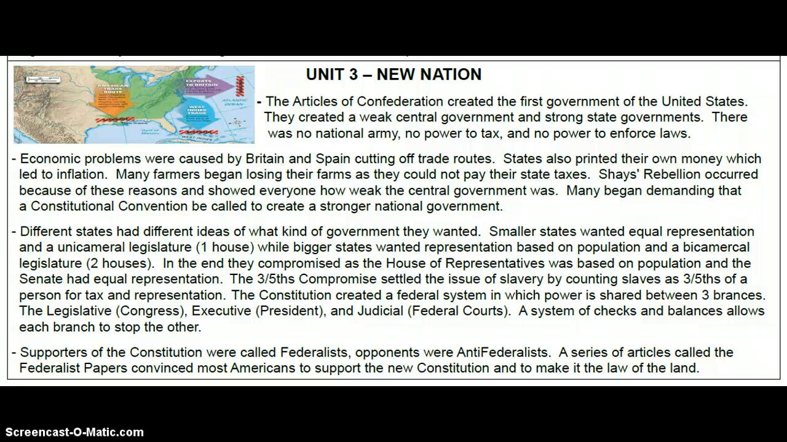Shays' Rebellion occurred because of these reasons and showed everyone how weak the central government was. Many began demanding that a constitutional convention be called to create a stronger national government.